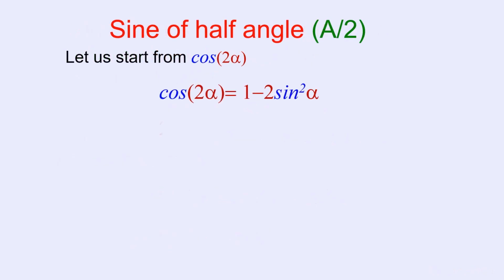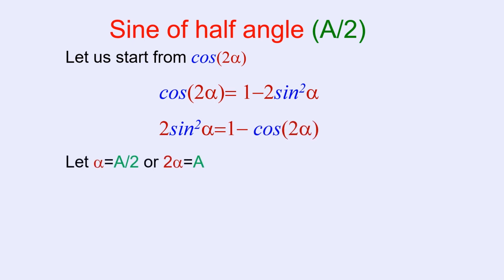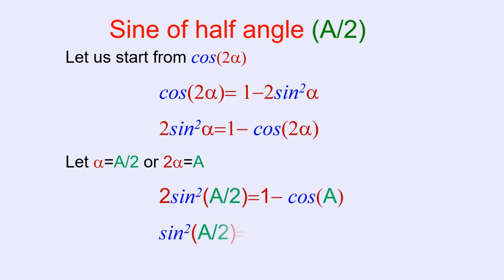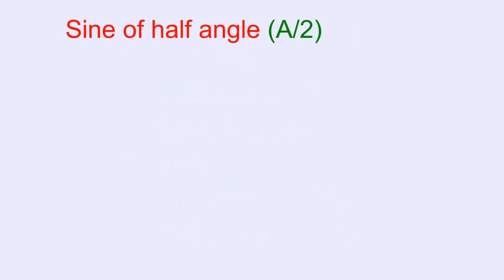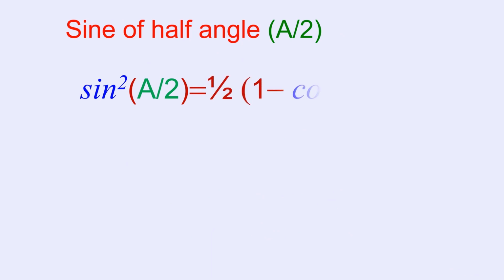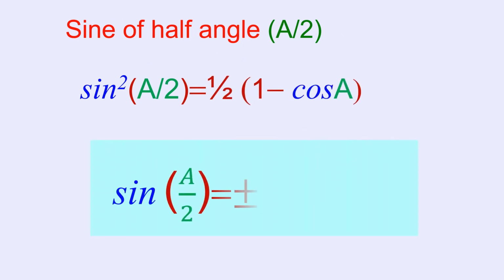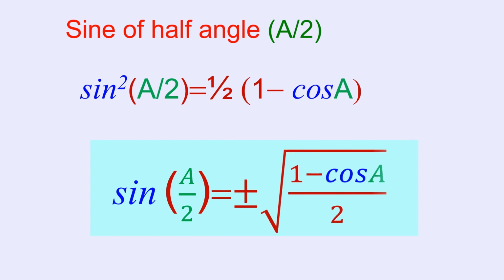Solving in some simple steps we found 2 times sine squared alpha equals 1 minus cos 2 alpha. Important to note that we let and substitute alpha equals A by 2, so 2 times alpha equals A. Solving further in some simple steps we finally get sine of A by 2 equals plus minus square root of 1 minus cos A, whole divided by 2.